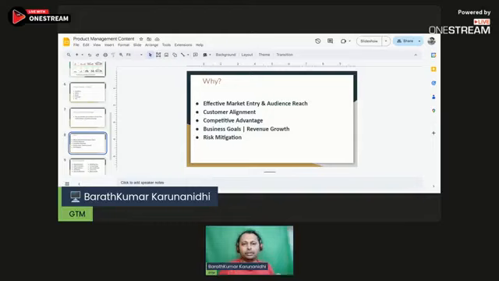So customer alignment is the second. By doing this, you're ensuring that your product is aligned to the customer's pain points that they're facing in their day-to-day life, and your product is a solution for that. So we are trying to define and project our product as the best solution that we are offering for their problem, right? That is alignment. And then the competitive advantage.